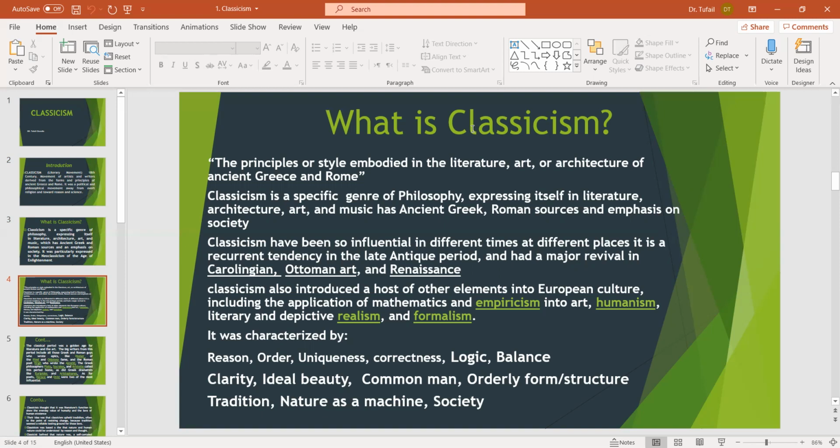Then we have formalism, and these formalism movements later paved the way for structuralism, and there was also a counter-narrative to structuralism that came, post-structuralism. But these types of movements were the main roots that got birth from this idea of classical ideas, classicism, and it's based on reason. Reason is everything. There should be order. They talk about order, and they talk about uniqueness and correctness.